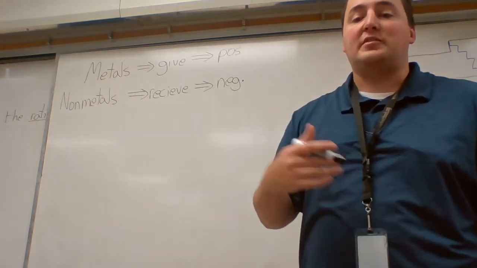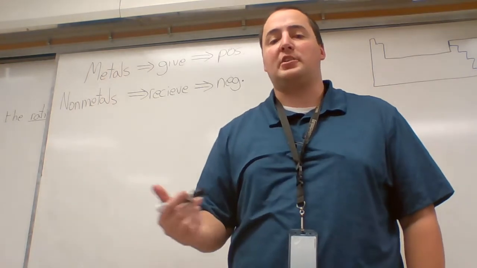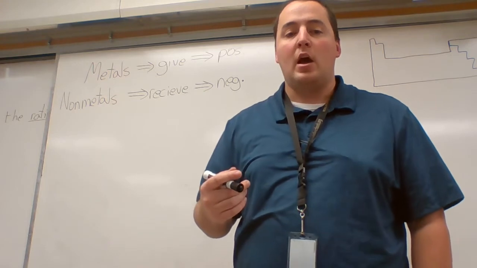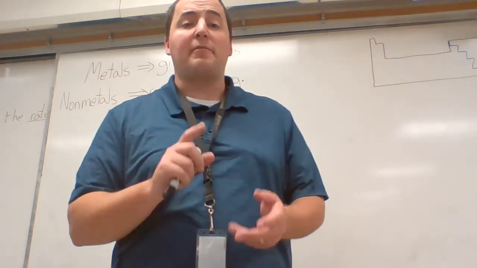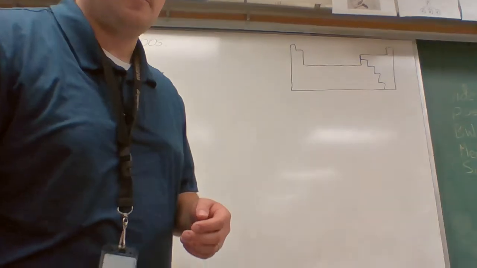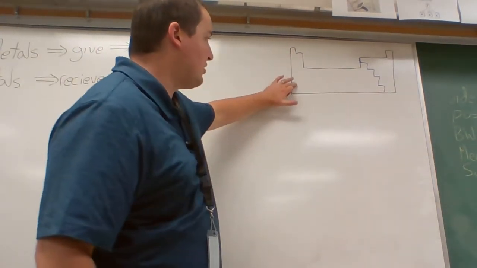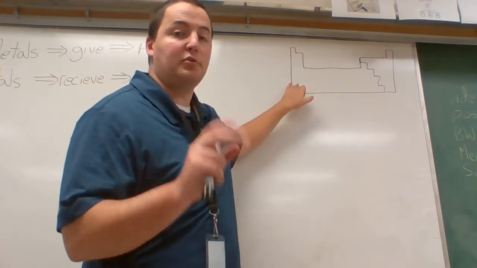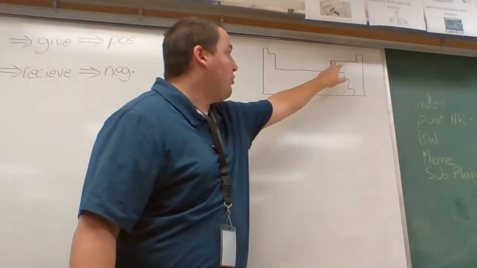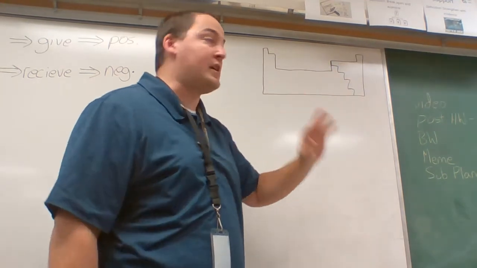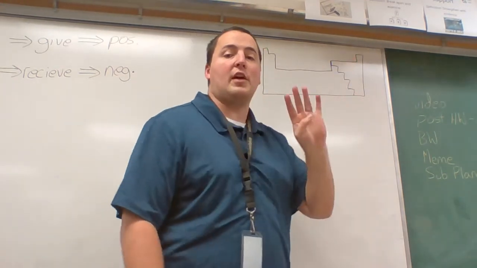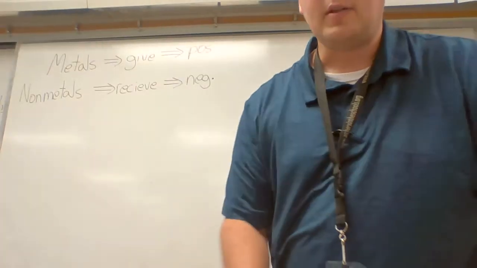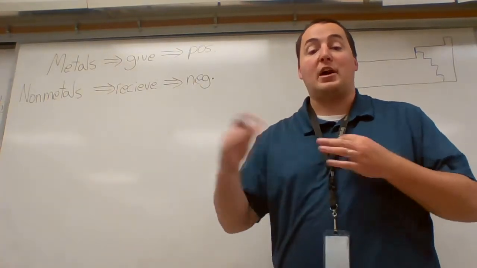Now, how many electrons they give away is going to be based on how many valence electrons they have. So you need to know how many valence electrons they have. If you remember, if elements are in the first group, the first column, they have one valence electron. If they're in that second group, they're going to have two valence electrons. If they're in the 13th column, they're going to have three. If they're in that 14th column, they're going to have four, and then 5, 6, 7, 8. Metals are going to give those away and become positively charged.